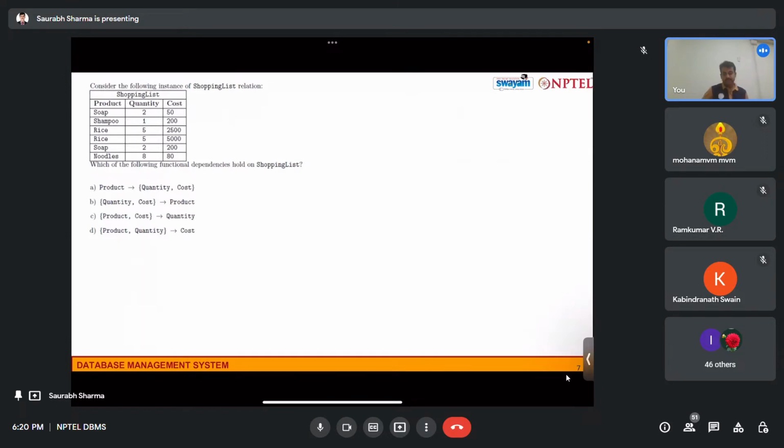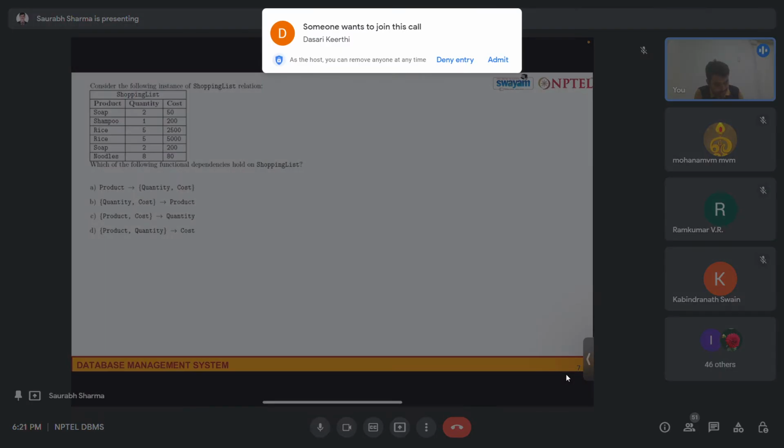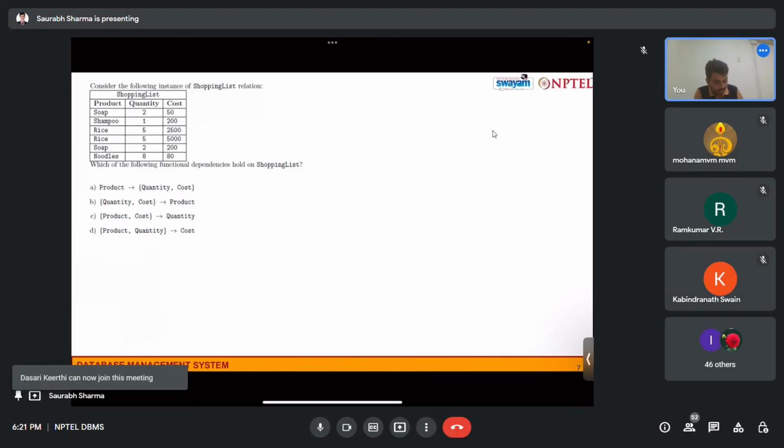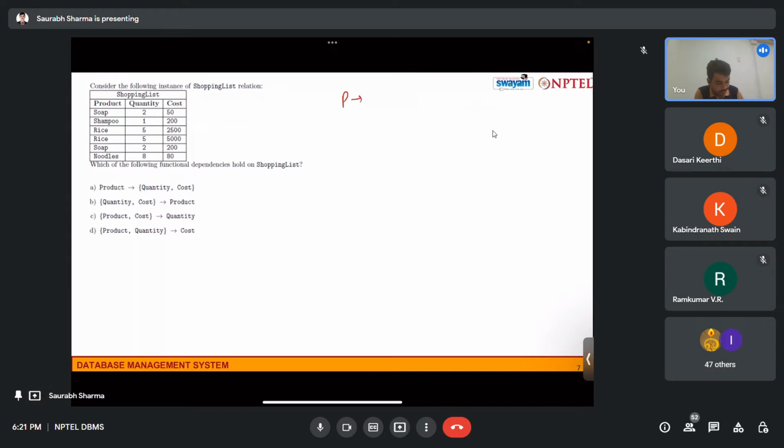Then coming to the next question, what is this telling? We are given an instance of the shopping list relation, and we have to search for the functional dependencies that hold on the shopping list. Just see the options and match with the schema, and we will get to the answer. So for option A, it is telling product is determining quantity and cost.